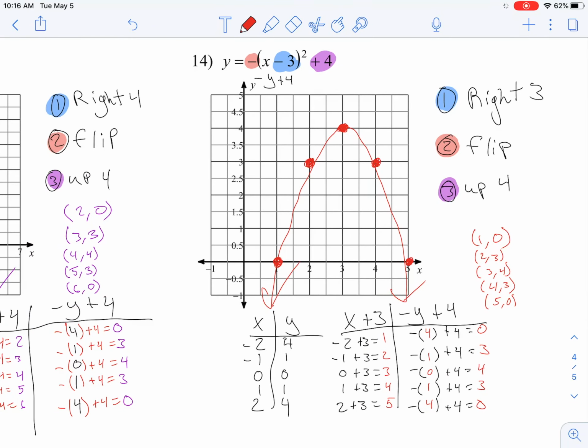Okay, and we can say from looking at our parabola and the transformations to check it, it moved right 3. So our vertex moved from here. It moves right 3. It's up 4 and it's flipped over. So it's looking good.